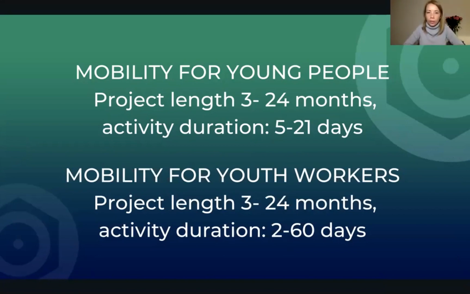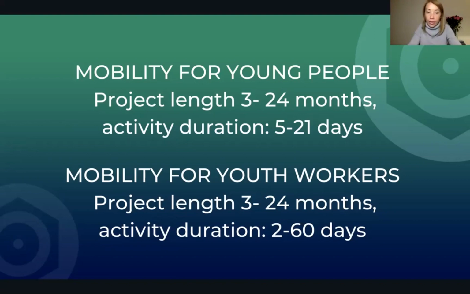Mobility for youth workers, the whole project can last from 3 months to 24 months, the same as mobility for young people. And the activity duration can be from 2 days to 60 days. So 2 days is a quite short meeting of youth workers, and 60 days is usually a job shadowing, when a group or one youth worker can go and stay at another, in another country, in a similar organization and learn from each other.